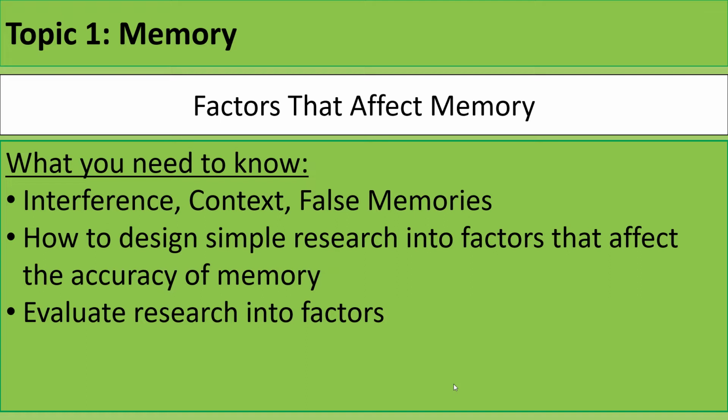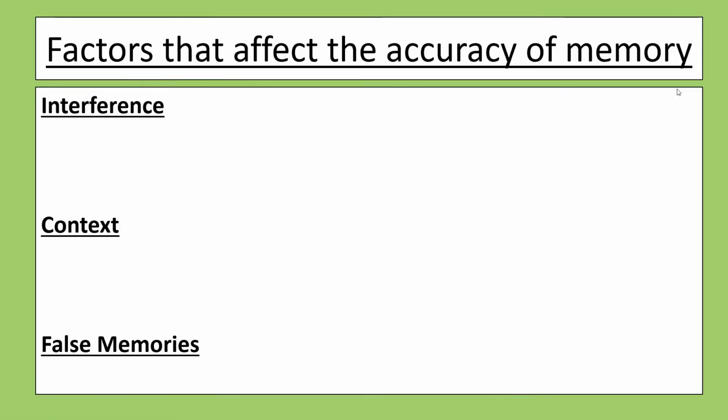We are going to quickly talk about how you could design some simple research into these factors, because the exam sometimes asks us to do that. And we're also going to have a little look at making sure we have some simple evaluations so we can evaluate the research into these factors if the exam asks us to do that. So we'll start with defining the three factors that affect the accuracy of memory.